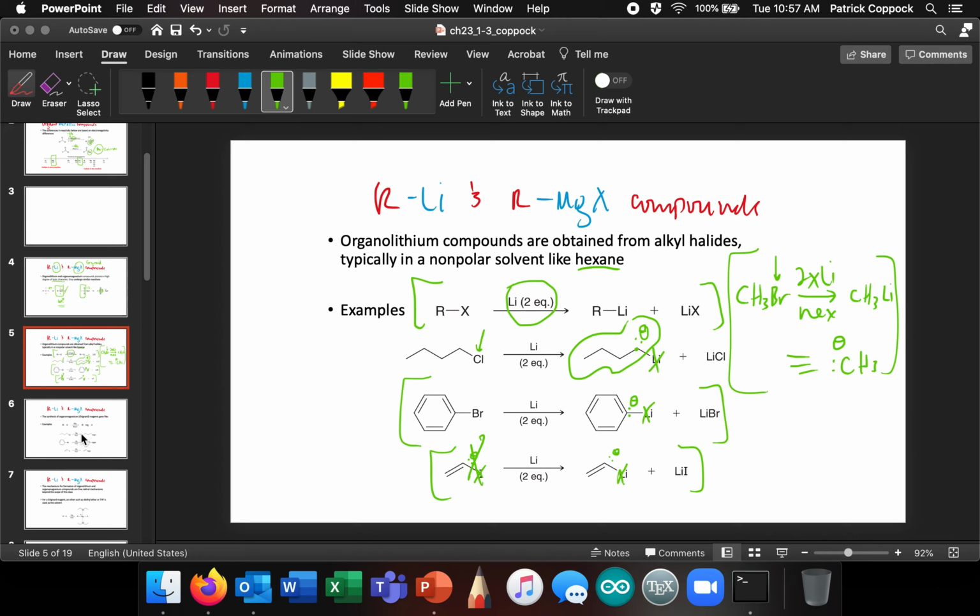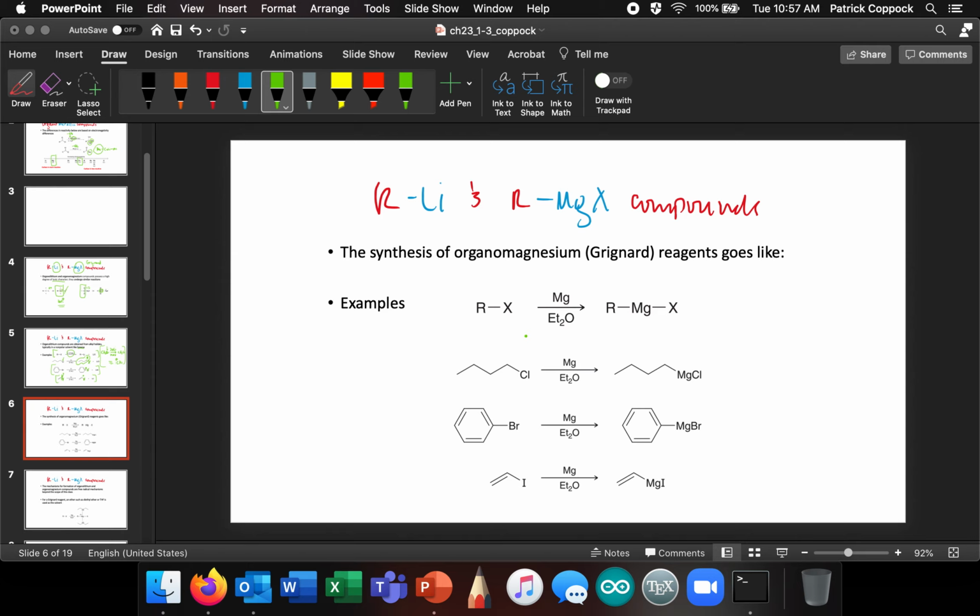We can do the same thing preparing organomagnesium compounds in a similar way, except we're not going to do this in hexane. We're going to do it in diethyl ether, Et2O, and we're using magnesium. This is a little bit different. It takes your halide and intercalates the magnesium in between. So to make a Grignard reagent, you take an alkyl halide and treat it with magnesium in diethyl ether, and it makes this, where this X is the same X as that. The previous slide shows how you prepare organolithiums, and this is how you prepare Grignard reagents.